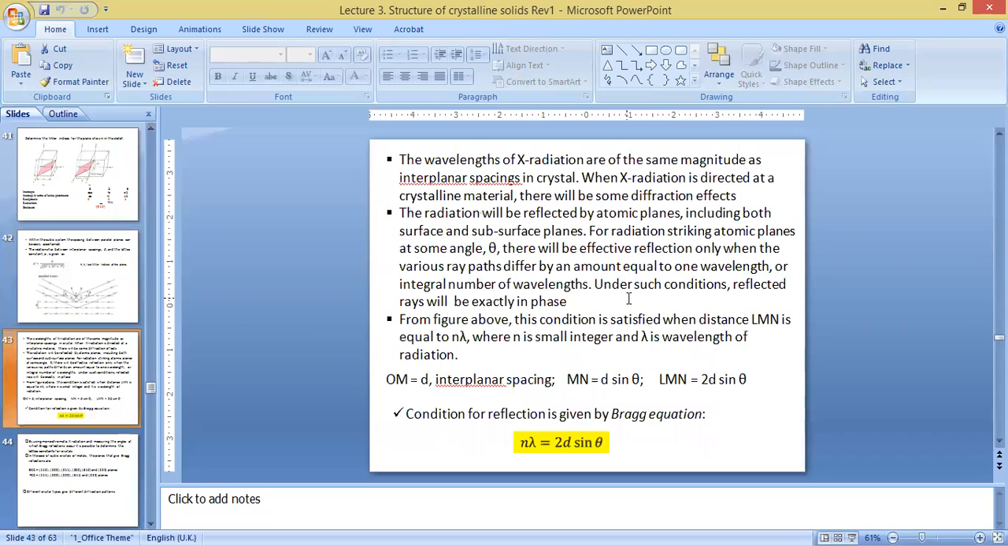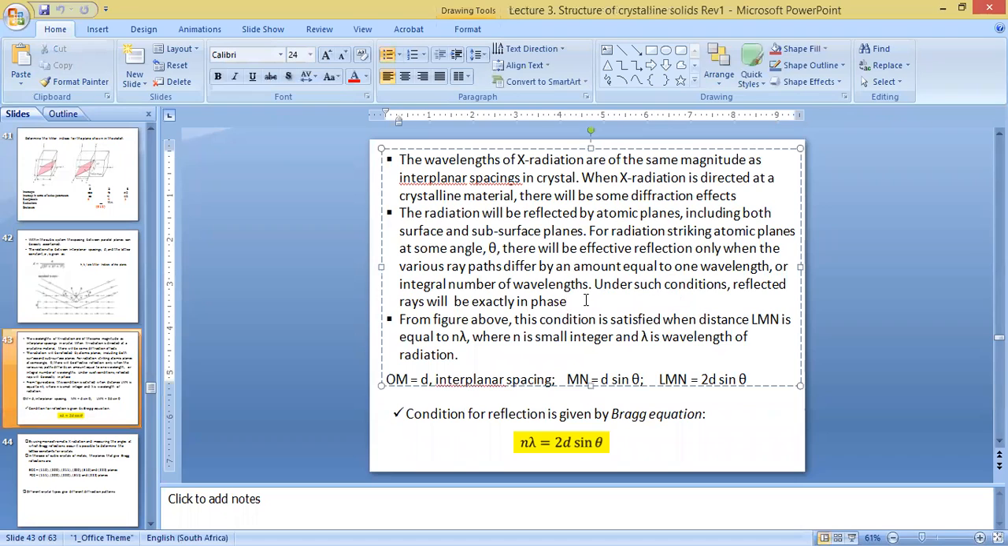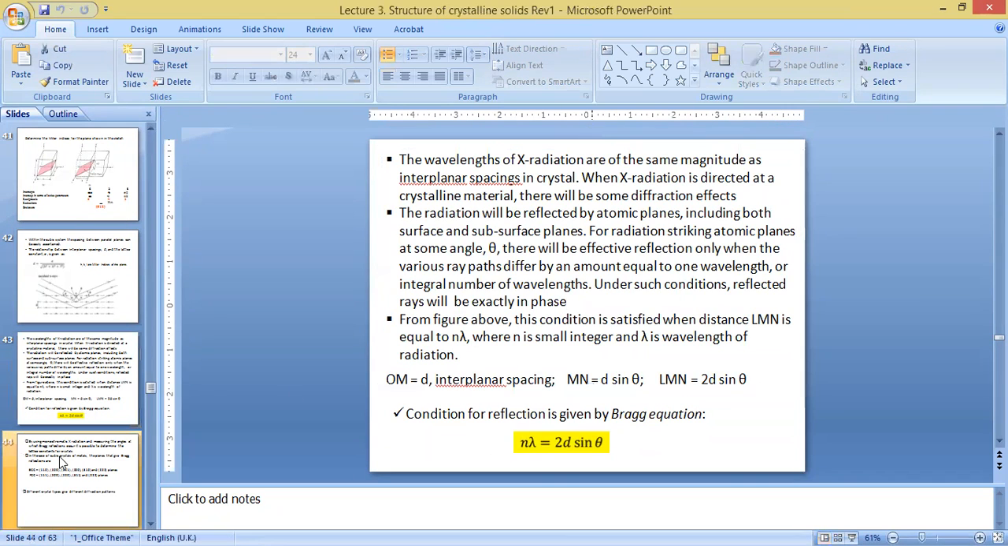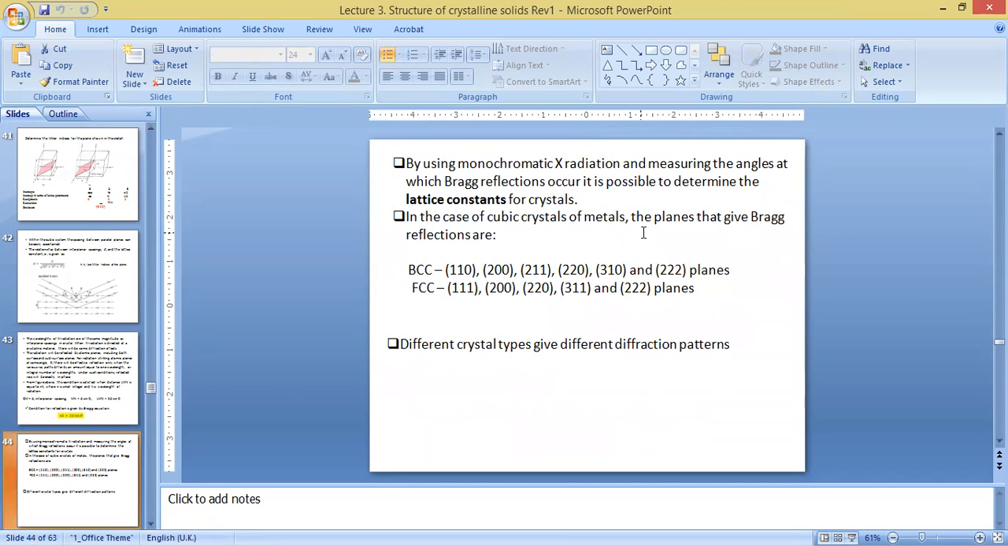The wavelengths of the X radiation are of the same magnitude as the interplanar spacing in the crystal. I think I'll leave you to read this for yourselves. Let me see if we have an exercise here on the same. You'll find this in the recommended literature I shared with you, and also in your modules. Read in depth to understand exactly what is going on. The condition for reflection is given by the Bragg equation, and you'll find the formula there that we use for questions to do with Bragg equations.